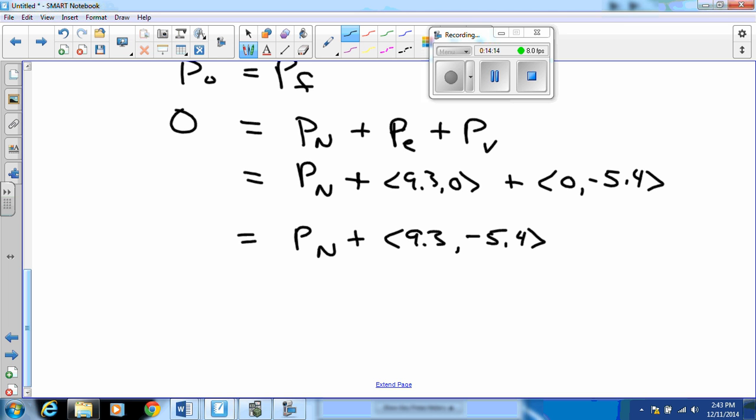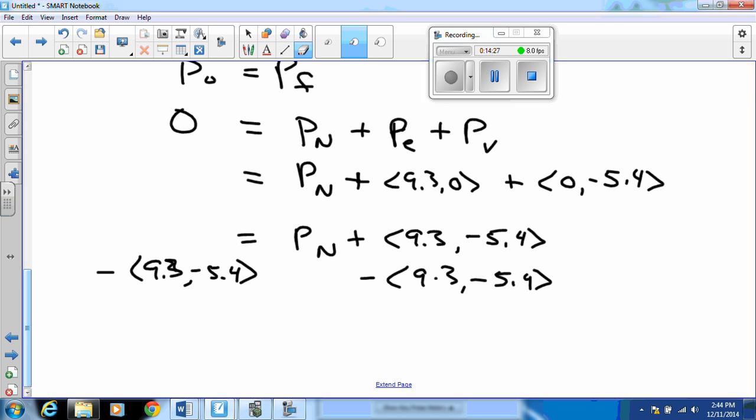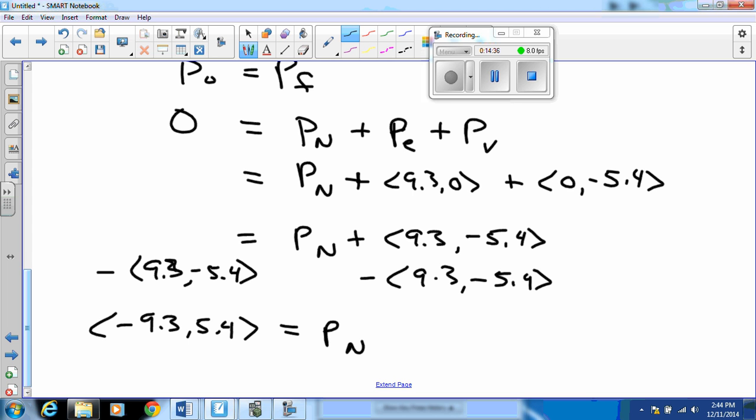So when I simplify, I get this. And now I'm going to subtract 9.3, negative 5.4 from both sides. So 0 minus this is negative 9.3 comma positive 5.4, and that is the momentum of the nucleus, excuse me, which is exactly what they asked about.